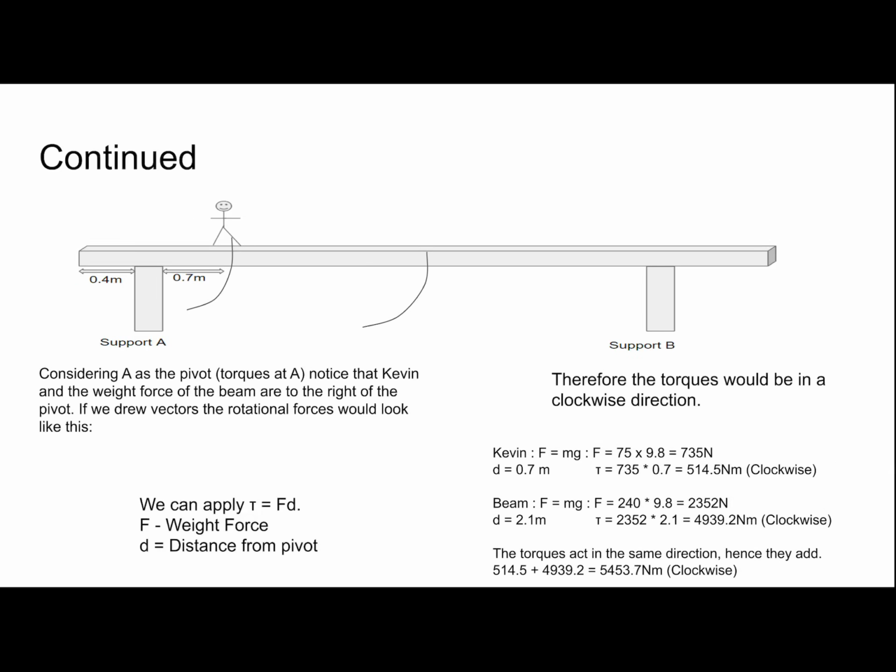So like I was saying, that gives us 4,939.2 Newton meters. And also, as I was saying before, they're in the same direction, they're both clockwise, so therefore they're going to add together and produce one larger torque. And that's going to be 5,453.7 Newton meters. And if you add the direction, which is clockwise.